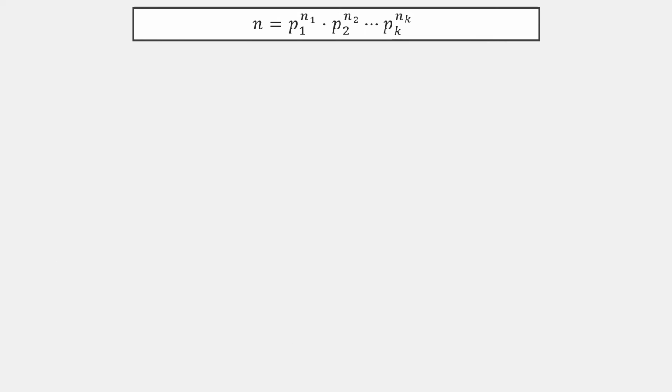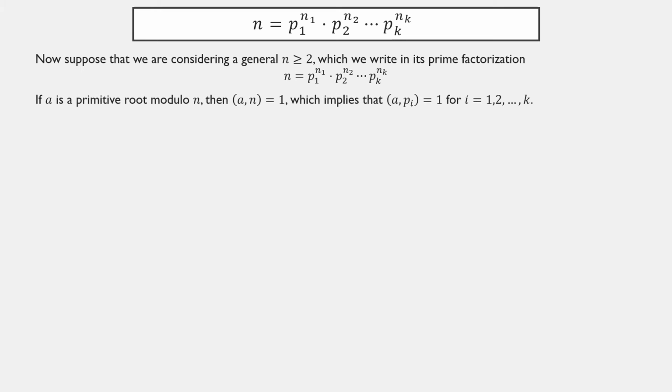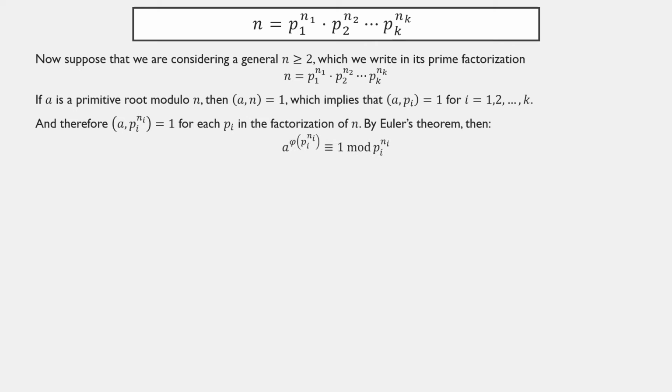All right, what if n has this general prime factorization? So we're going to write n as its prime factorization. Now, if a is a primitive root, then it has to be relatively prime to n. So it's got to be relatively prime to all of the primes in the factorization of n. Therefore, it's relatively prime to all the powers of those primes. By Euler's theorem, then, a to the phi of p_i to the n_i is definitely equivalent to 1 mod p_i to the n_i.